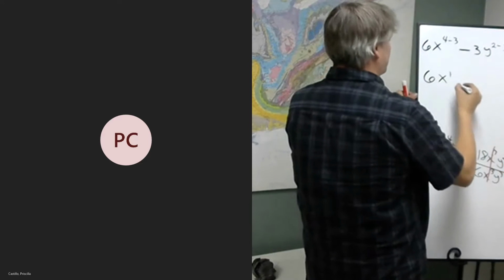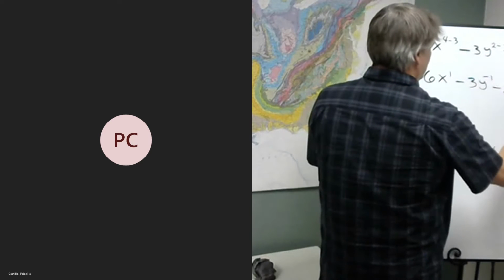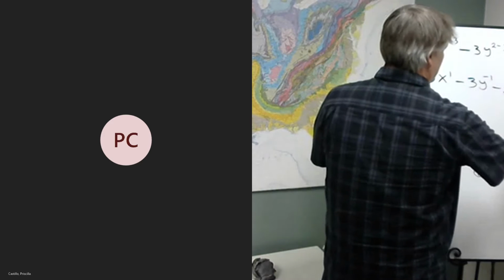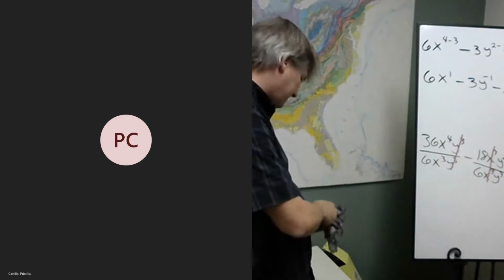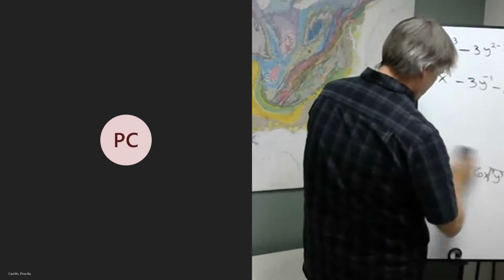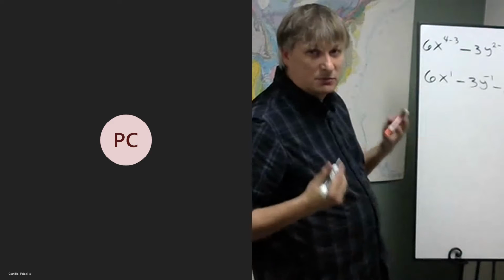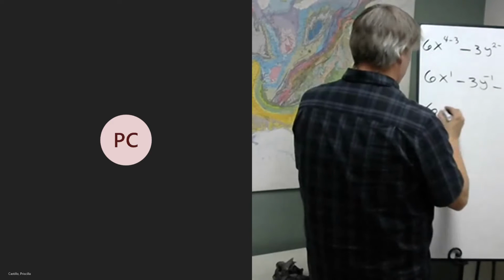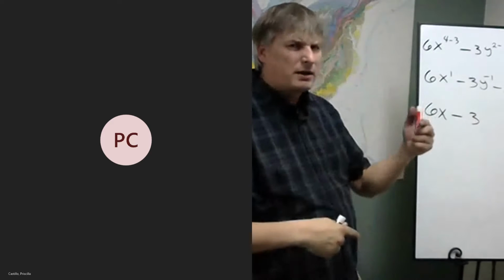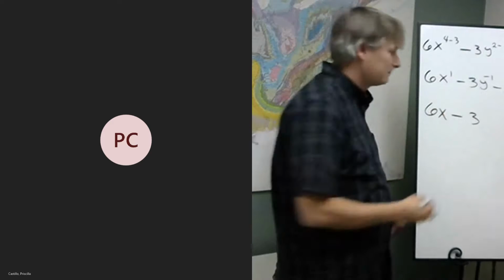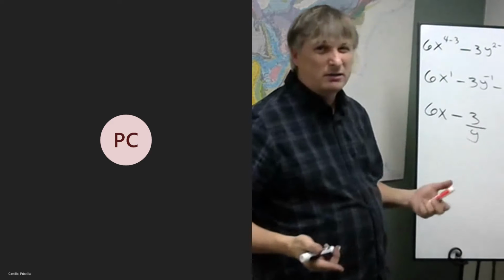Or 6x to the first. Minus 3 to the negative 1. Minus 2. X to the minus 1. Y to the minus 2. Now x to the 1 is just x. And you have y to the minus 1, so let's flip that y underneath the 3 so we don't have to write the minus. And it's y to the 1, but we have a 1, it's just invisible.